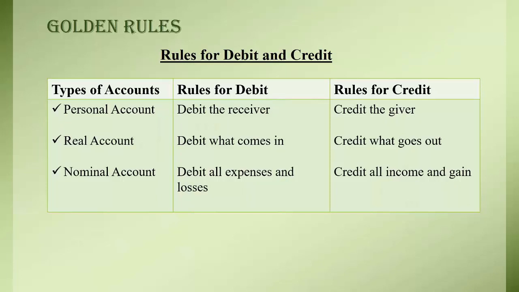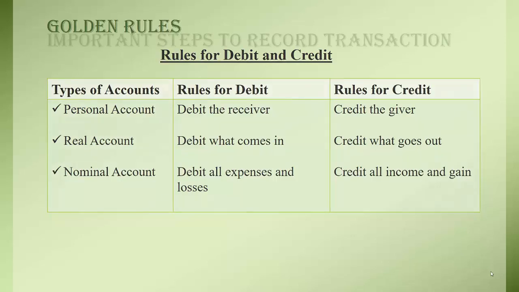There are three types of account, that is personal account, real account and nominal account. The rule for debit and credit for the personal account is debit the receiver, credit the giver. The rule for the real account is debit what comes in, credit what goes out. And the rule for the nominal account is debit all expenses and losses, credit all income and gains.